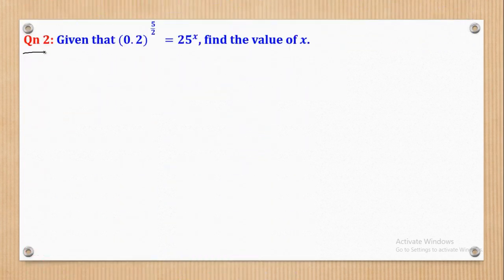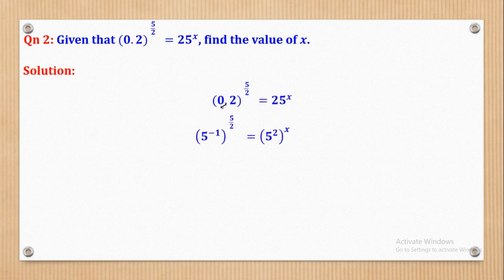Now we shall go to question 2, which is that given that this is equal to this, find the value of x. So still the same. That is what is given. Then this one is the same as 1 over 5, which is 5 to the power negative 1, and this one is 5 to the power 2. So multiple powers, you multiply them. So this times this gives you negative 5 over 2. This times this gives you 2x. But the bases are the same, so it implies that negative 5 over 2 is equal to 2x. And when I make x the subject, x will be equal to negative 5 over 4.